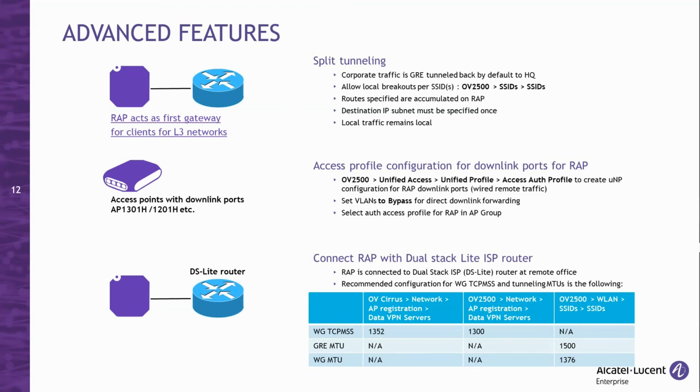For the Wi-Fi 6 AP1301H, Ethernet 1, Ethernet 2, and Ethernet 3 can be managed as downlink. The Stellar RAP can now connect to the latest dual-stack ISP routers supporting IPv6 addressing. The recommended configurations for the MTU, TCP MSS, GRE, and WireGuard are then the ones recommended in the table.